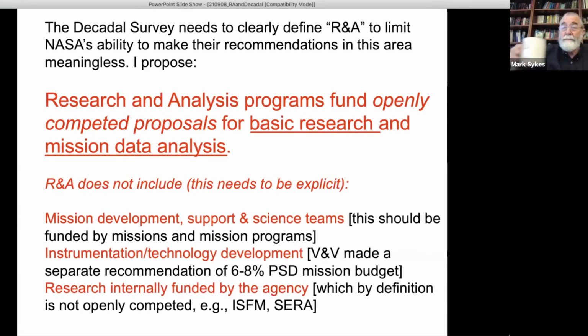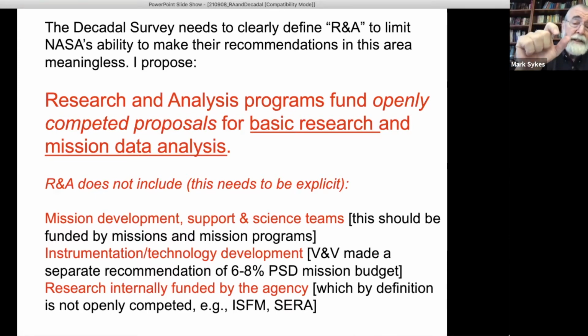So my proposed definition is simple, and it conforms with what's been said in previous Academy studies. Research and analysis programs fund openly competed proposals for basic research and mission data analysis, but, and I say this needs to be explicit, it doesn't include mission development or science team support. That's mission stuff.